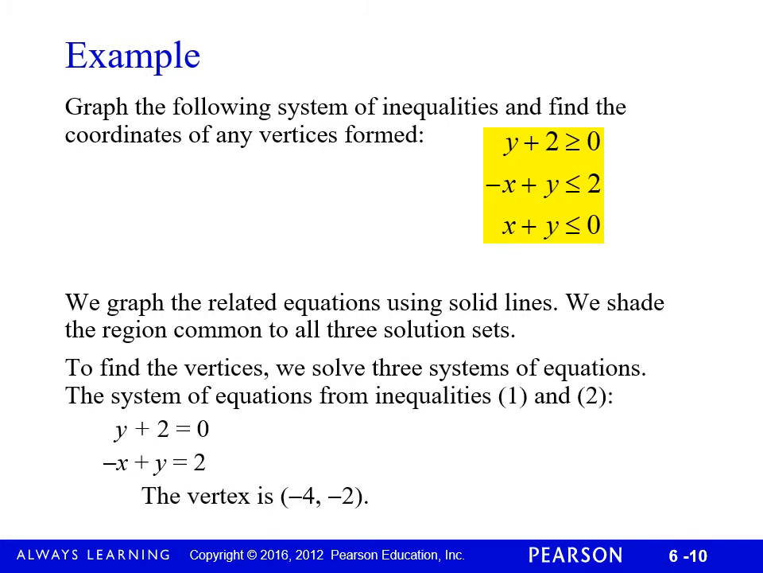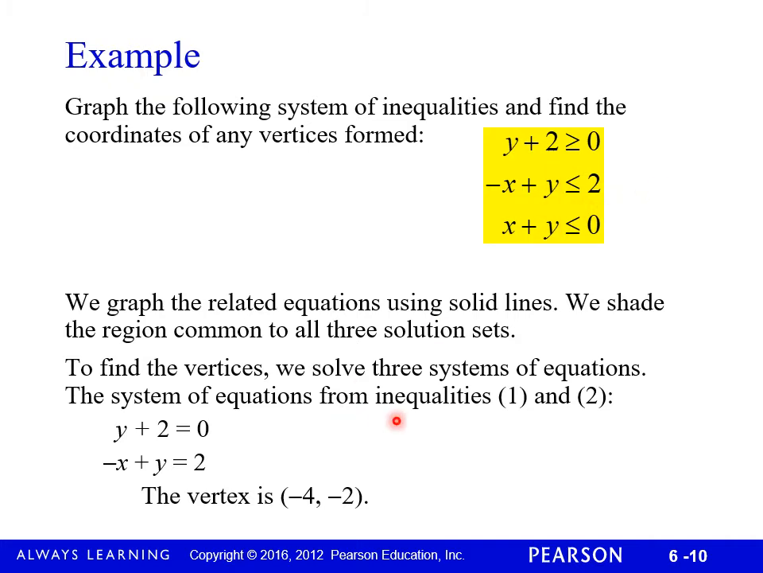To find the vertices, what we need to do is to solve three groups of systems of equations: y plus 2 equals 0, negative x plus y equals 2, and find a common point between equation 1 and 2. And then we need to find a common solution between equation 1 and 3, changing these to equations again. y plus 2 equals 0, x plus y equals 0. And then finally, we need to find the vertex between these two, which will be the common point.